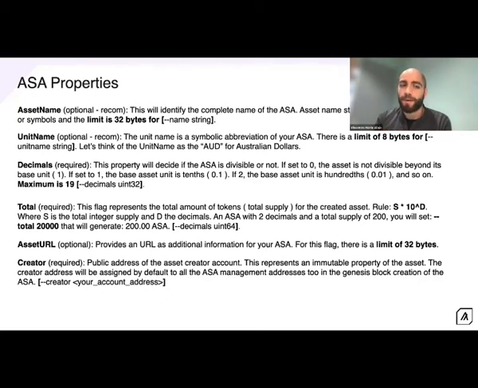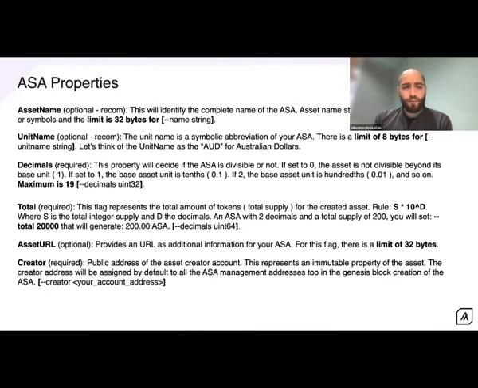The asset URL is optional and gives additional information about our asset. In the case of an artwork, we could insert the URL of the artwork online, so people who buy this NFT can refer to the artwork and see the piece of art.